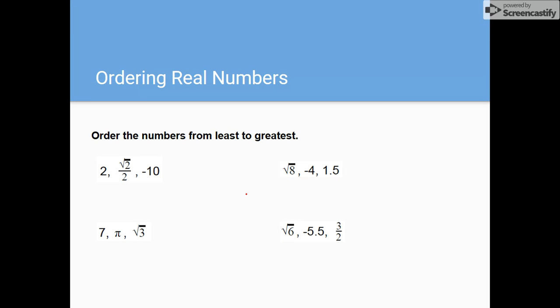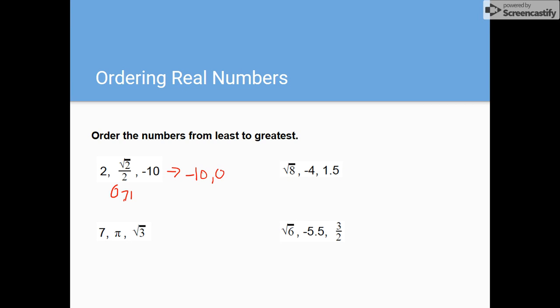All right, ordering real numbers. What we're going to do is find the decimal equivalent. I have my calculator. Sadly, it's off screen. I haven't figured out how to put it on screen yet. So I'm going to solve square root of 2 divided by 2, and I'm only going to do decimal. That's 0.71. Now, it says from least to greatest. Well, negative 10 is still below 0.71. So it's negative 10. Remember, negative numbers are less than 0.